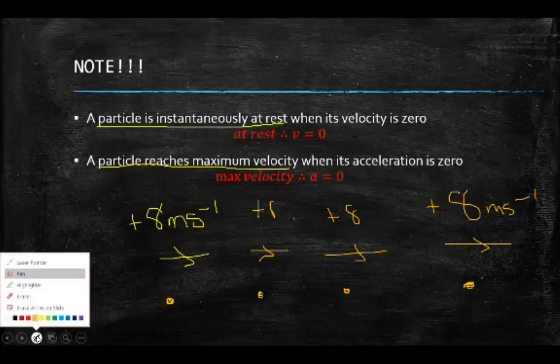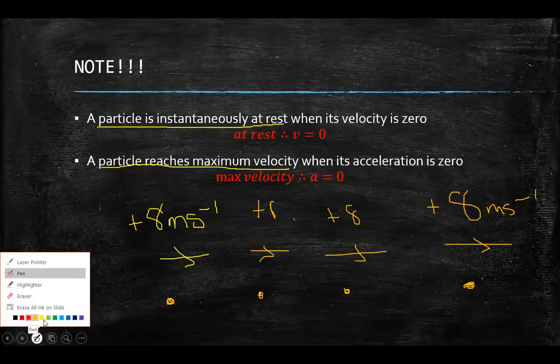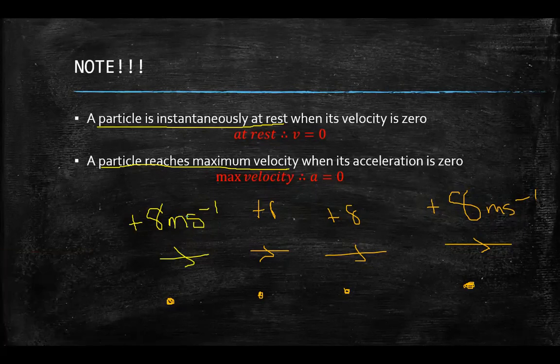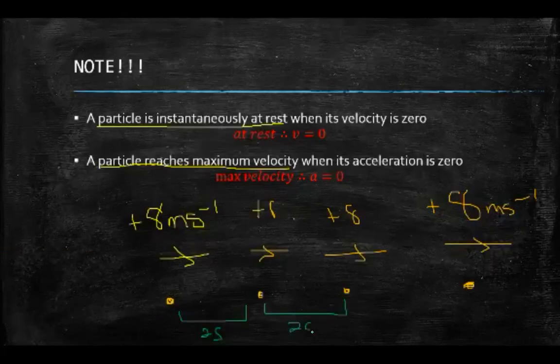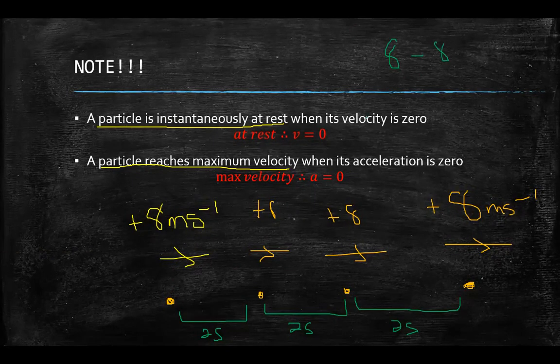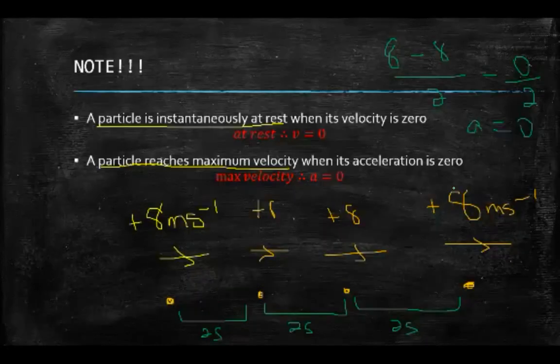And if you use the formula for acceleration, which is final velocity minus initial velocity divided by the time taken, let's just say this time is 2 seconds. From this, between these 2 points, final, which is 8, minus initial, also 8, divided by the time taken, which is 2. 8 minus 8 is 0. 0 divided by any number is 0. Therefore, my acceleration is 0.